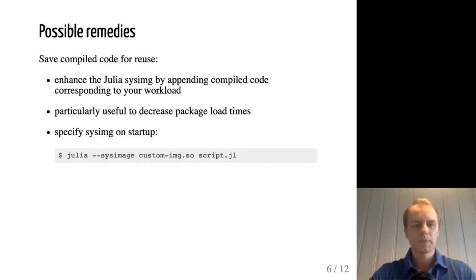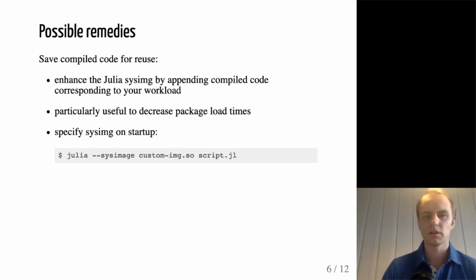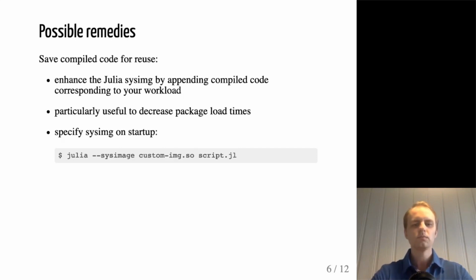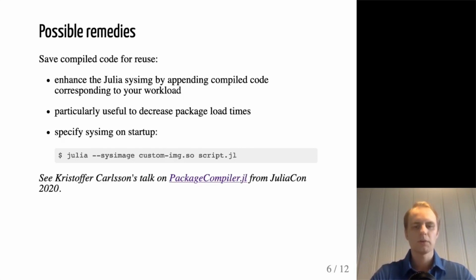The other way to solve these issues is to save the compiled code and reuse it later. For example, by enhancing the Julia sysimage by appending compiled code corresponding to your workload. This is particularly useful for decreasing package load times. But this is again a little bit cumbersome because now you have to specify this new custom sysimage when you invoke the Julia binary. There's a talk in this conference by Christopher on package compilers, so I will not go into more details about this, but that's also worth checking out.